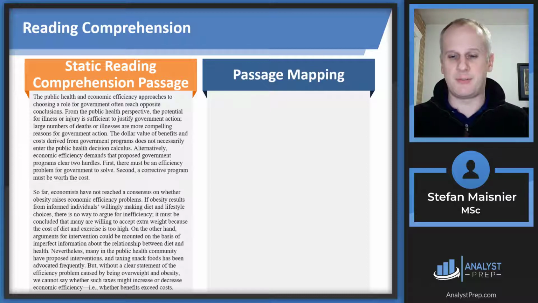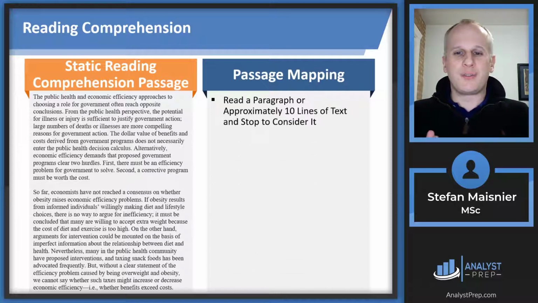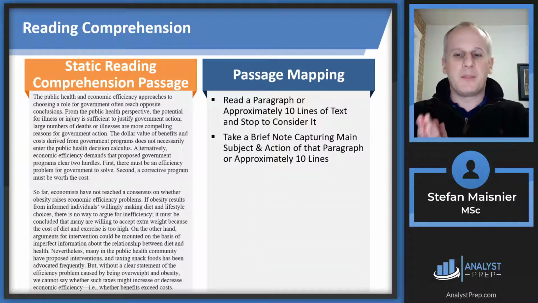So what is a passage map? You're going to want to read a paragraph or approximately 10 lines of text. Just read it, just understand it, and then stop to consider what you've read. Don't take notes abstractly and to a degree haphazardly as you go. You want to actually reflect upon the information and take a brief note capturing the main subject and action of that excerpt, the paragraph or approximately 10 lines, so that you know what you've read and you've summarized it, basically.